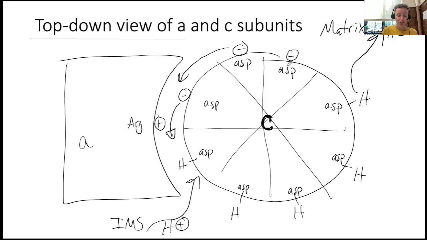Aspartate becomes negatively charged again, and we start this cycle of negatively charged aspartates being pulled towards and attracted to this positively charged arginine in the A subunit, causing a rotation, which eventually results in a proton being picked up. Rotation continues, and eventually the proton is lost. So this is how we have protons falling down their gradient, and also causing this mechanical motion of the C subunit to rotate.